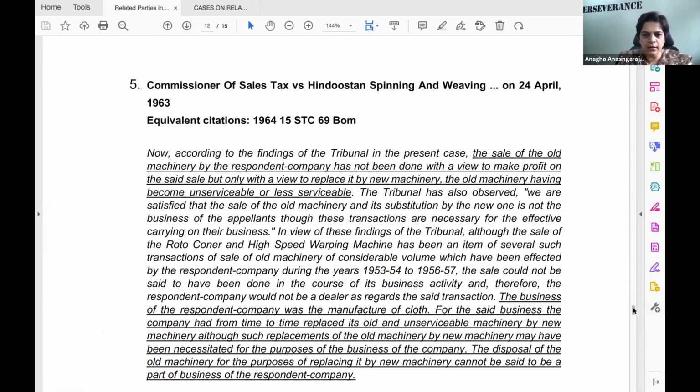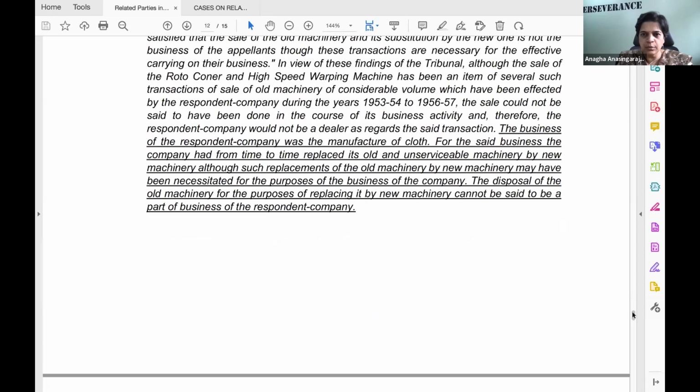Then again, coming to the underlined portion at the bottom, the business of the respondent company was the manufacture of cloth. For the said business, the company had from time to time replaced its old and unserviceable machinery by new machinery. Although such replacements of the old machinery by new may have been necessitated for the purposes of the business of the company, disposal of the old machinery for the purposes of replacing it by new machinery cannot be said to be a part of business of the respondent company.